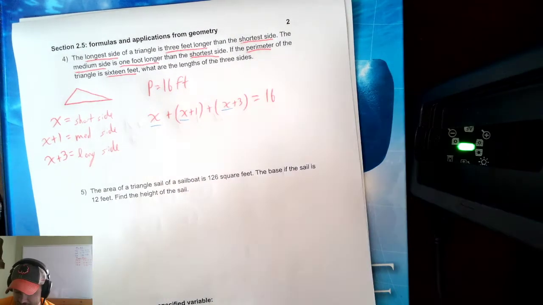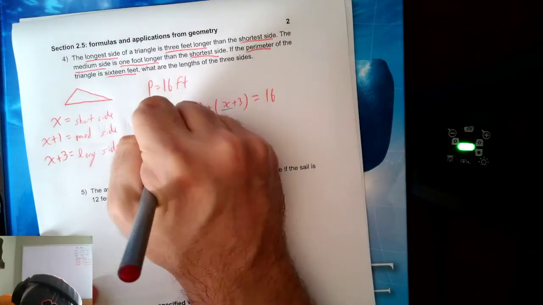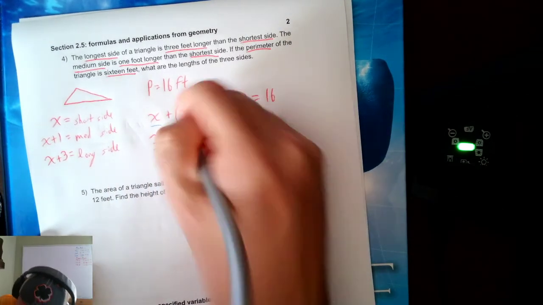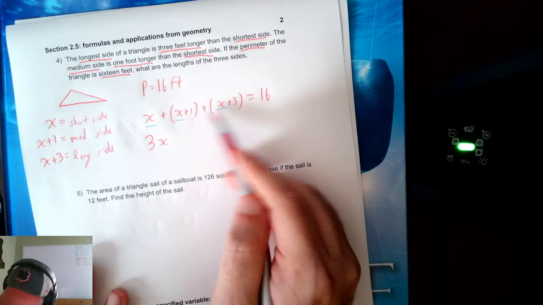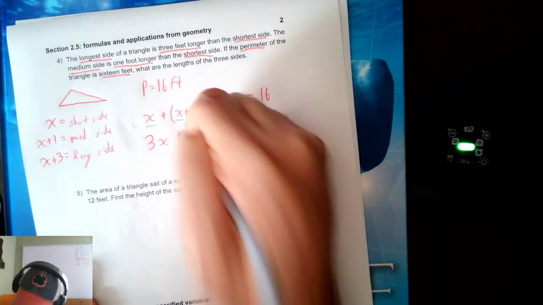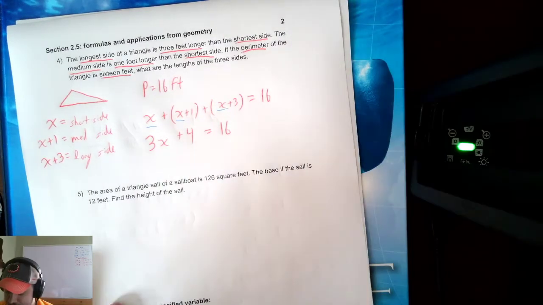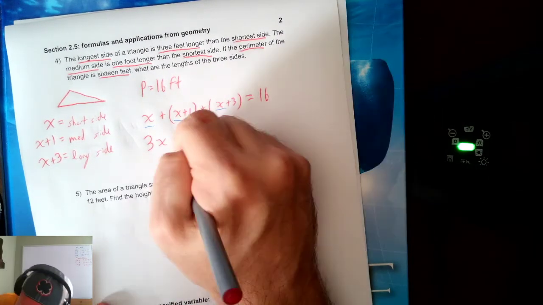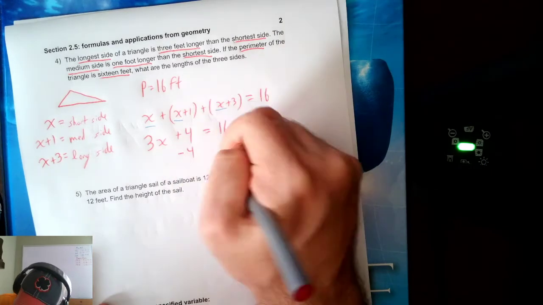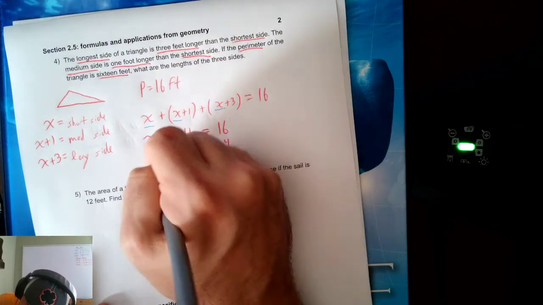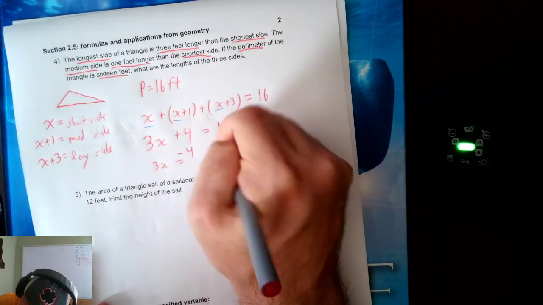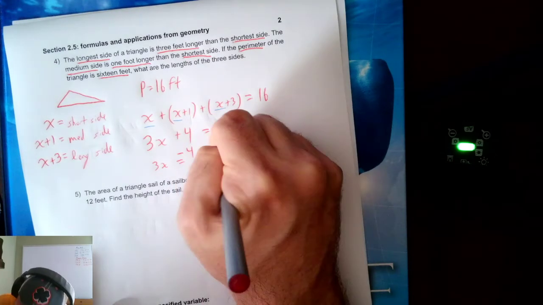I've got x, x, and x. That'll be 3x. And then for constants, I've got 1 and 3. That'll be 4, right? 1 and 3 make 4. And that should be equal to 16. Well, to get the x alone, I subtract 4 and subtract 4. That'll give me 3x equals 16 minus 4, which is 12.